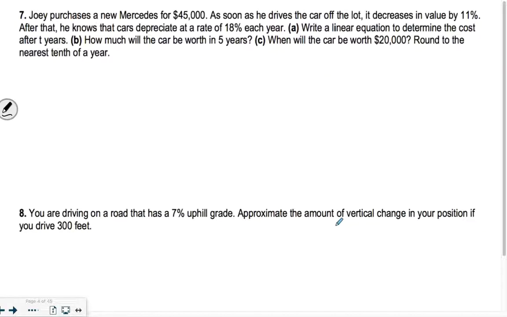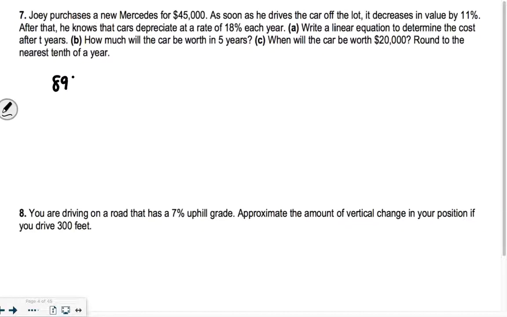So write a linear equation to determine the cost after t years. Okay, so as soon as he drives it off the lot, it's 11% less than what it was. So let's figure out that first. So take your 45,000. So if you guys have your calculators, what's the easiest way to find 11% less? Do you multiply by 79? Close, not 79 though. 89? 89. Yep. So we're going to take $45,000 and we're going to multiply by 89%. It's now going to be 89% of what it was before. So by 0.89.